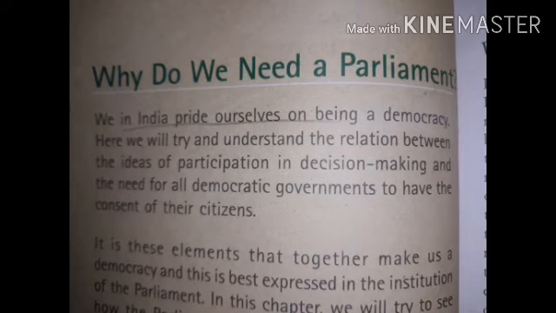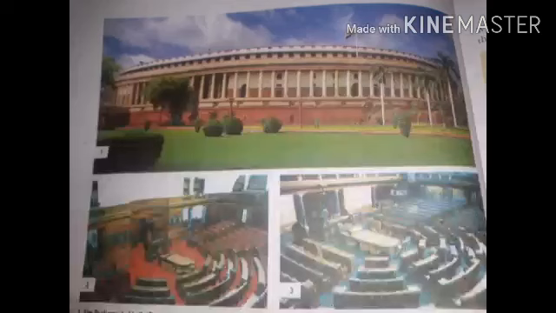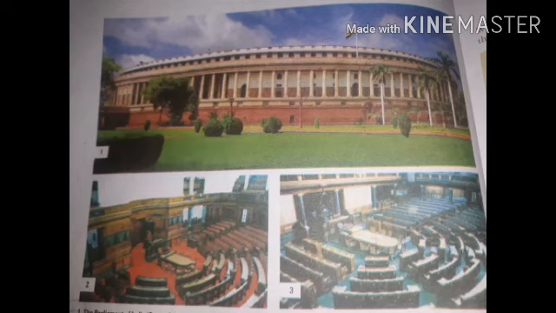That is, why do we need a parliament? Now, for that, first of all, we must know what parliament is. Parliament is the legislative body, the body which makes and executes the laws in the country. So the legislating body of the country is called the parliament.